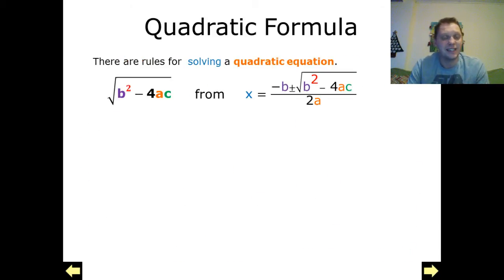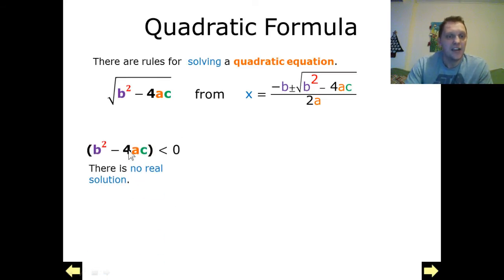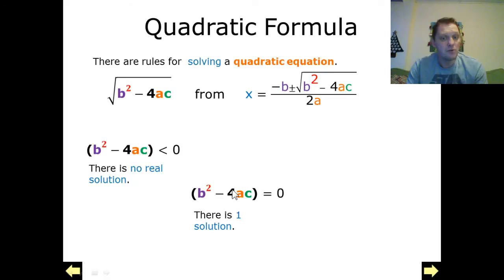So a couple of things that we need to just bear in mind, just using the square root part of our quadratic formula. If our answer within the square root is less than 0, there is going to be no real solution. You can get a complex number solution, but that's something which we're not going to be talking about at this point. If it equals 0, there is going to be just one single solution. And if the answer in there is above 0, so a positive number, then there are going to be 2 solutions.